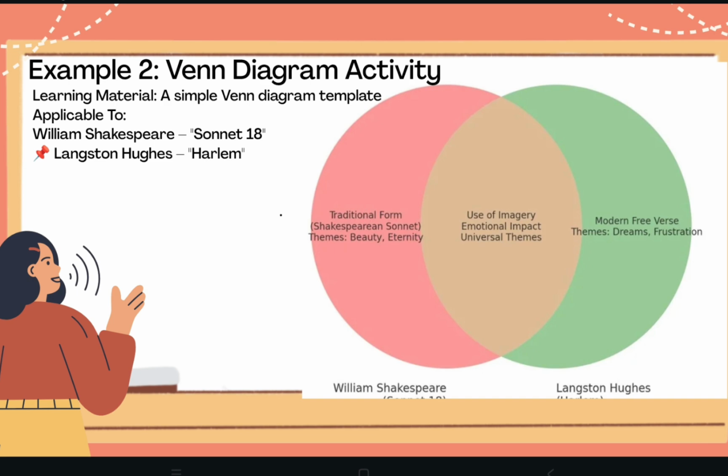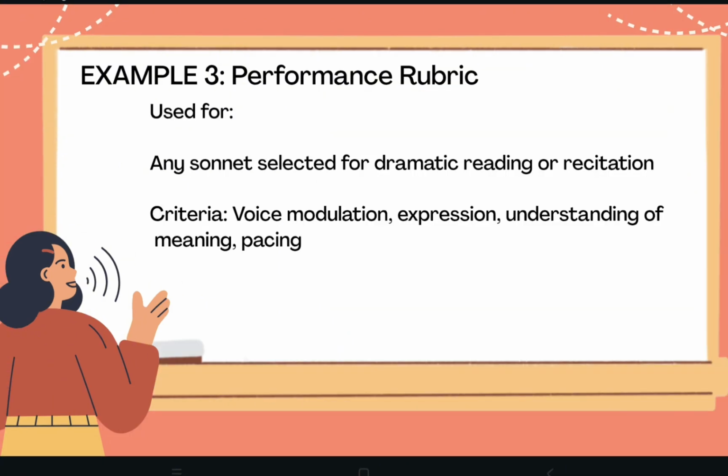Here is another example, Venn diagram activity. Learning materials, a simple Venn diagram template, applicable to William Shakespeare's Sonnet 18 and Langston Hughes' Harlem. It is a comparison and contrast of the two poems. Here is another example, performance rubrics, used for any sonnet selected for dramatic reading or recitation. Criteria: voice modulation, expression, understanding of meaning, and pacing.